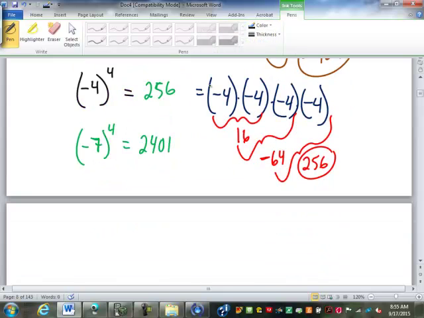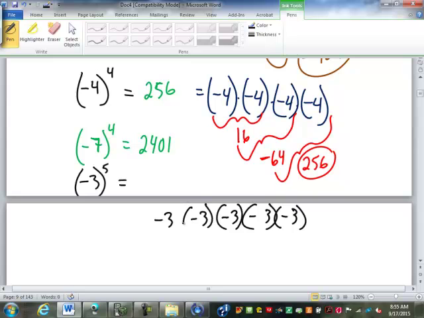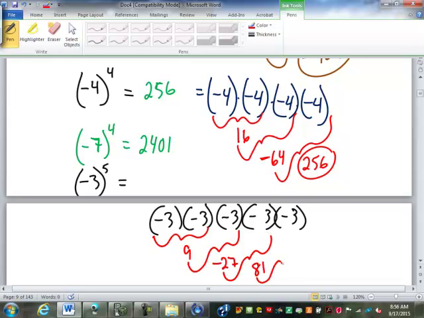Well, let's try negative 3 to the power of 5. First of all, before you punch it in, can you tell me if it's going to be positive or negative? Negative. And why is that? It's the power of 5. That's going to be 5 negative 3s multiplied together. Negative 3 times negative 3 is a positive 9. Times negative 3 is a negative 27. Times negative 3 is positive 81. Times negative 3 is a negative 243. Do you see a pattern developing yet?